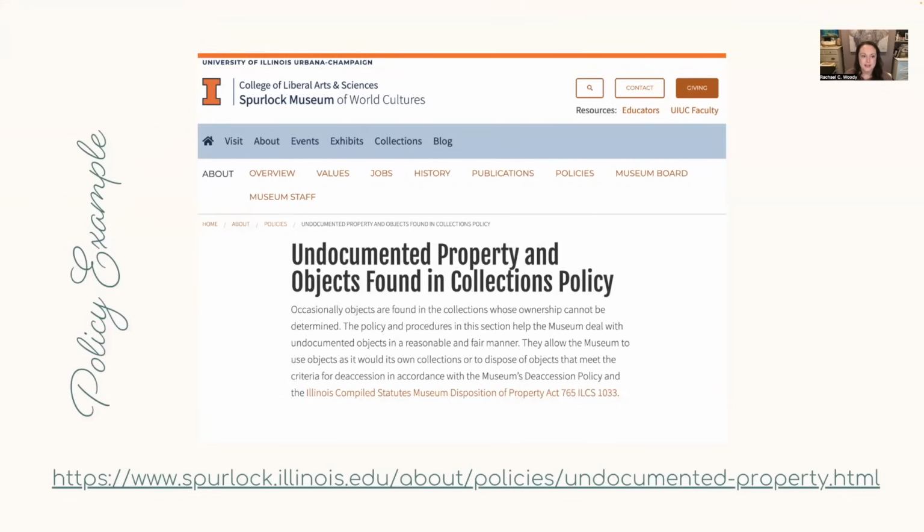For policy examples, see the University of Illinois Urbana-Champaign's Spurlock Museum of World Cultures; go check out their policy. It is pretty thorough, and it does a great job of referencing, in this case, the state of Illinois' abandoned property law. So you'll get a sense of how to reference applicable state law and then build policy on that foundation, specifically for undocumented property or otherwise found-in-collection items.